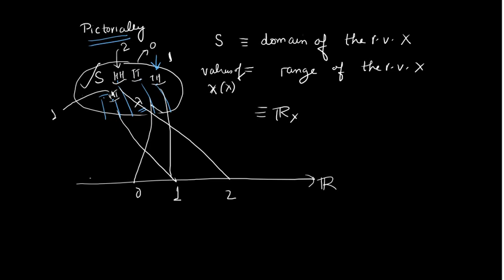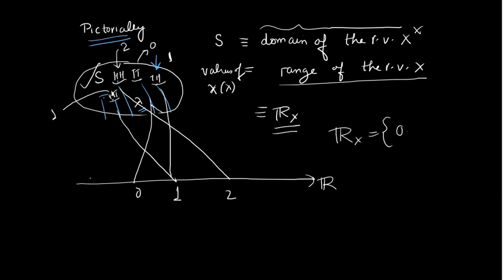This S, the sample space, is also known as the domain of this random variable X, and the values to which these sample points are mapped are known as the range of the random variable X. For this particular case, what is the range? The range is 0, 1, 2. And what is the domain of this random variable? Head-head, tail-head, tail-tail, or head-tail.